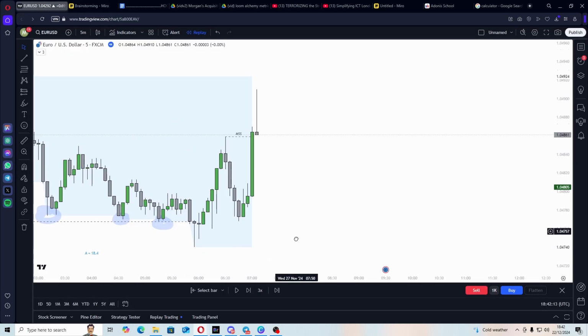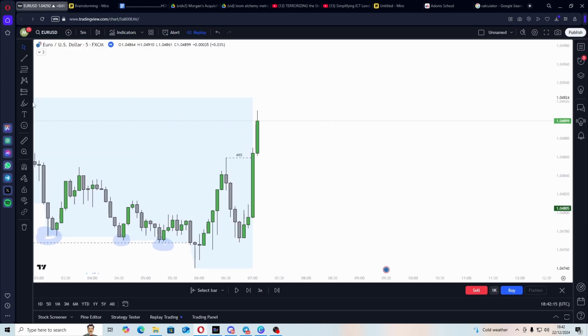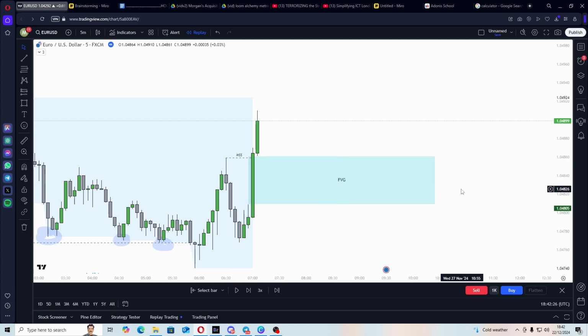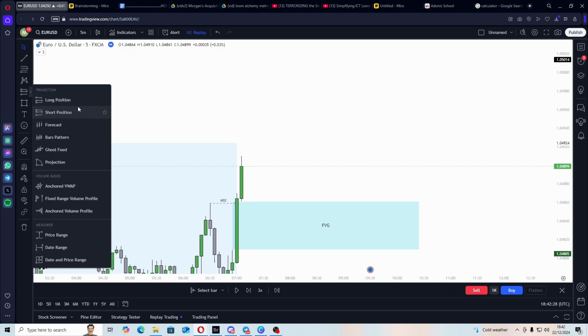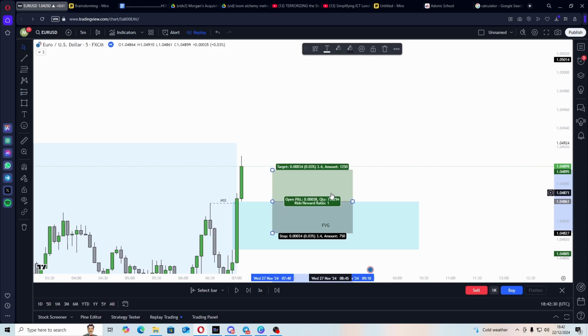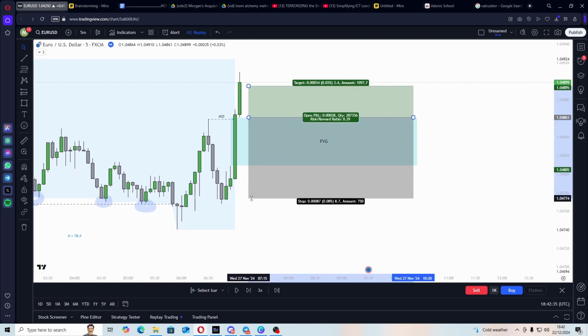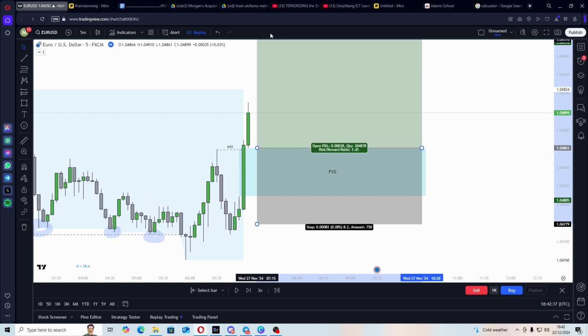So if I play price forward, now what we need to do is mark out the FVG. So this is going to be our fair value gap, all of this. Let me just mark this out. Once we get the FVG, all you've got to do is actually place your long position anywhere around here. And all I'm going to do is place my stop loss just below this candle and place your take profit at 1 to 3 risk to reward ratio.